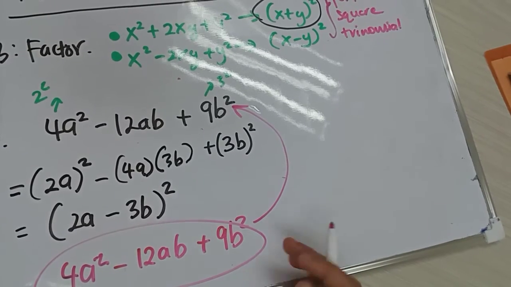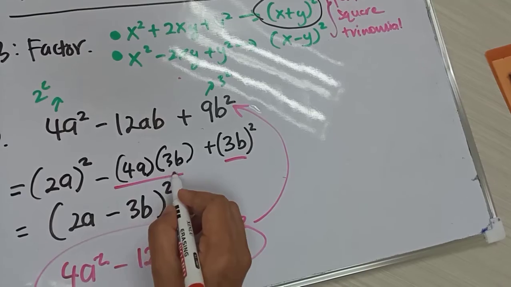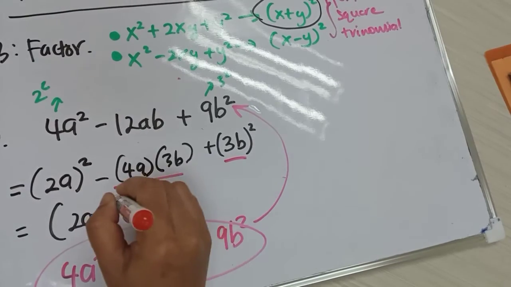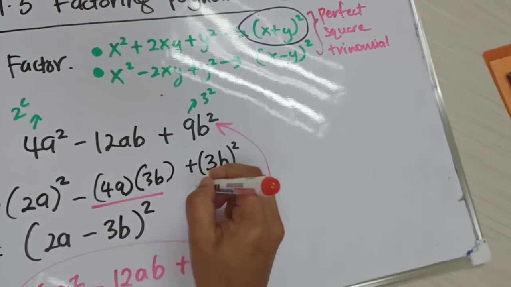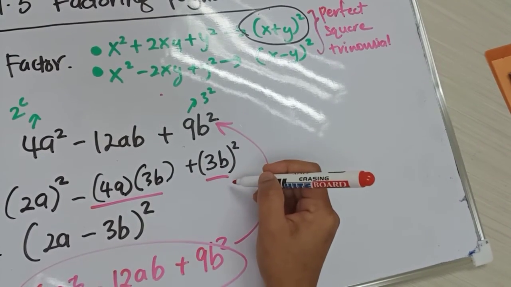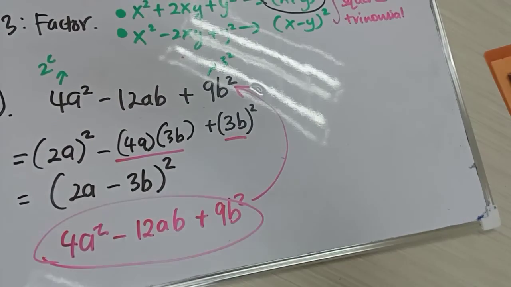So this is my method. I will start from the third term, go to the second term, and normally the important part for this perfect square trinomial is we start from the third term. Alright, so I hope you understand this part.